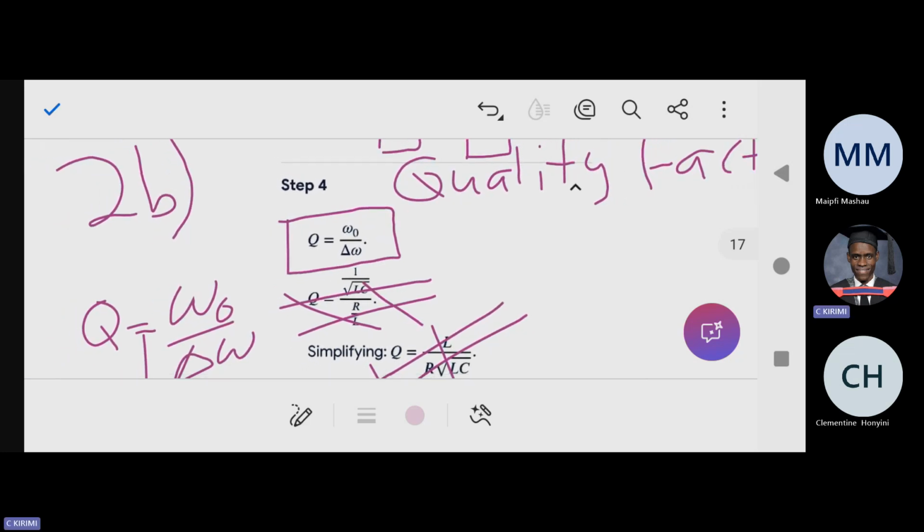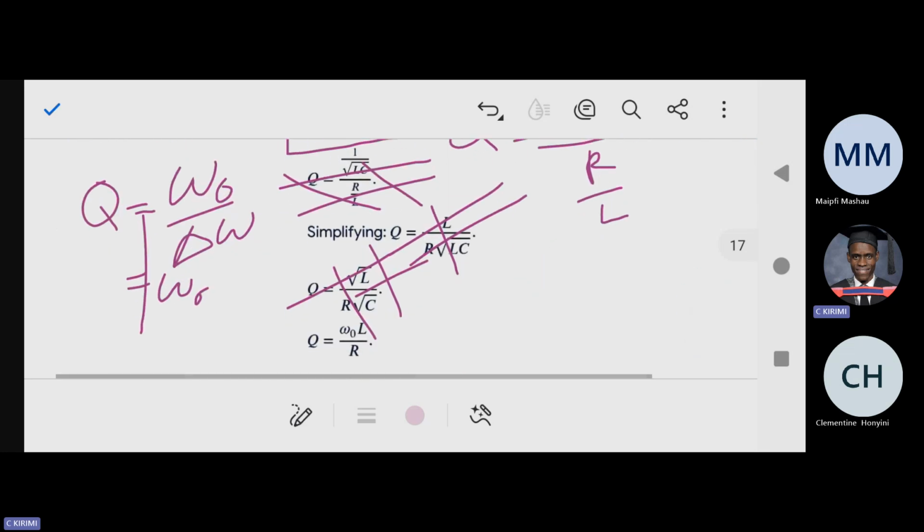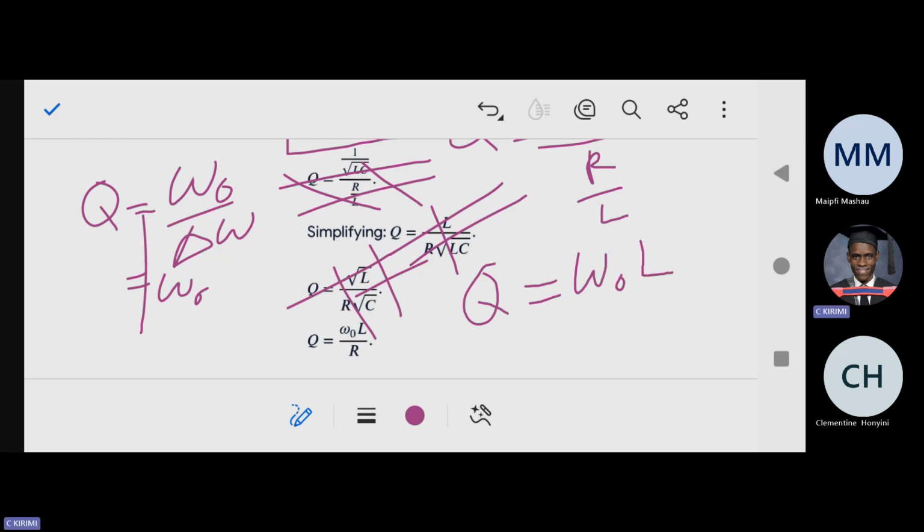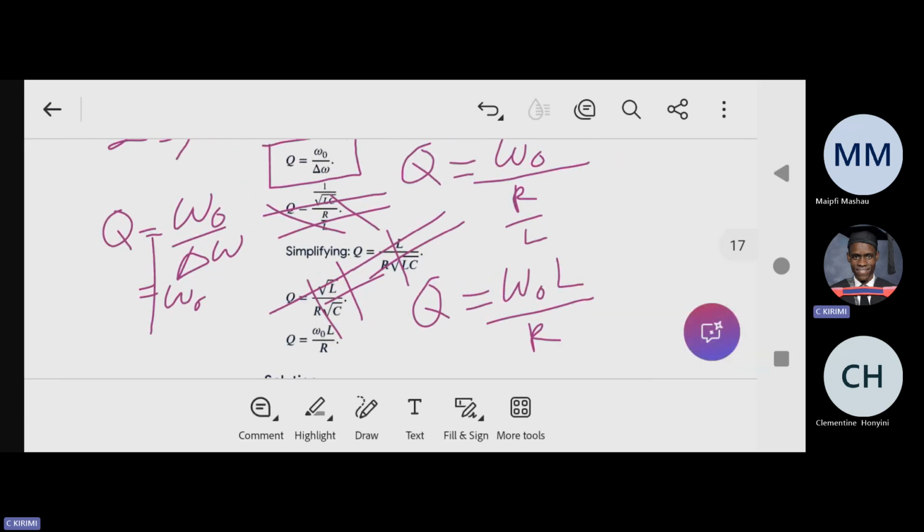Here we are given the formula that Q is W naught over change in omega. You just replace, like I told you. The next step, Q is equal to W naught divided by R over L. That is your next step. Then from there, you write Q is equal to W naught multiplied by L over R. We have shown this is what we are going to be doing.